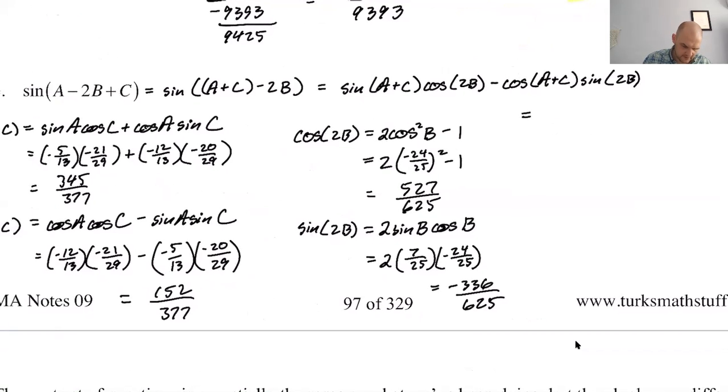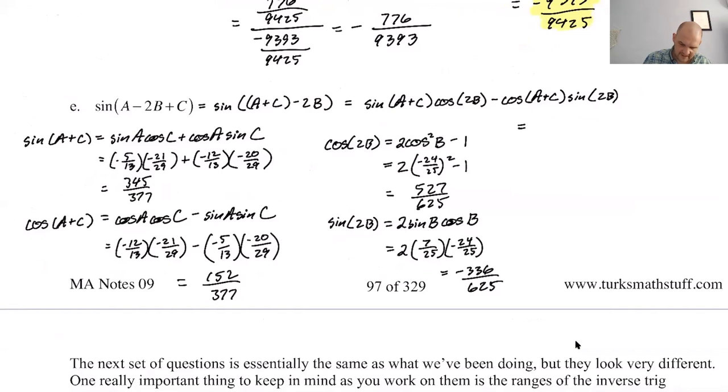Let's color code. I kind of just like doing it. So sine of a plus c is this. We will plug it in there. And then that's going to be 345 over 377. All right, let's color that. There we go. Next up, cosine of 2b.